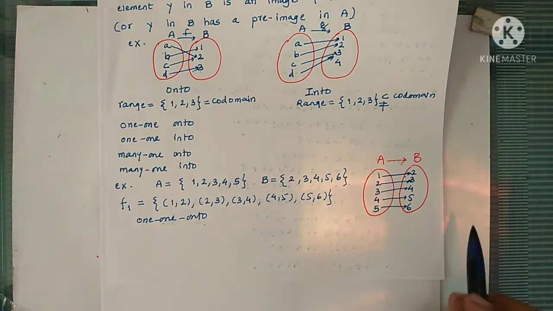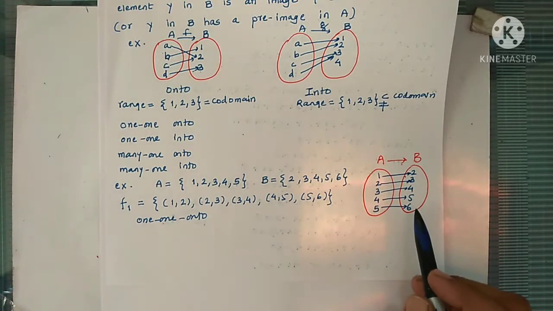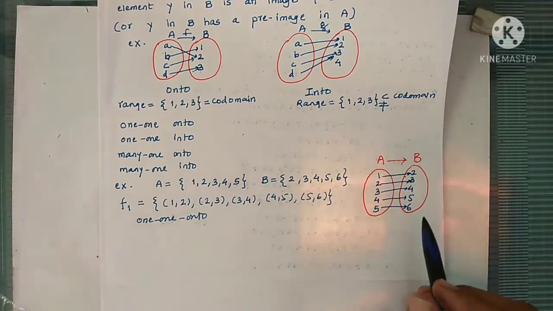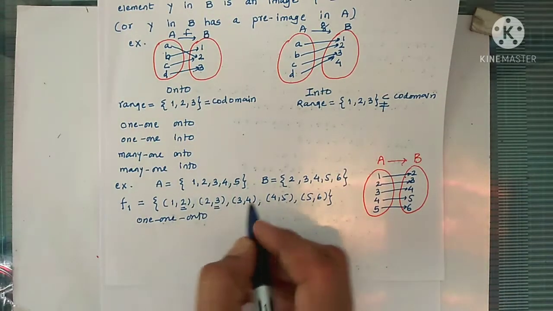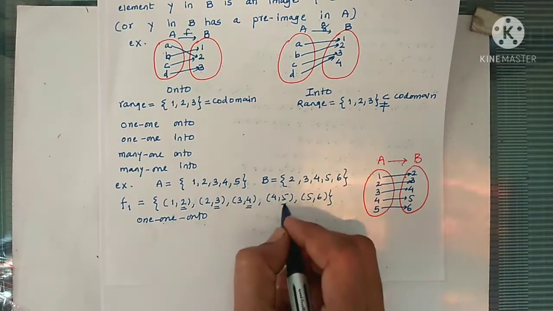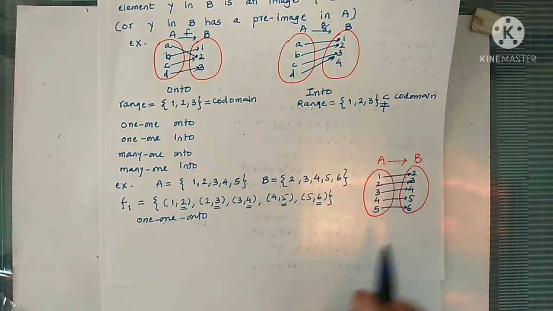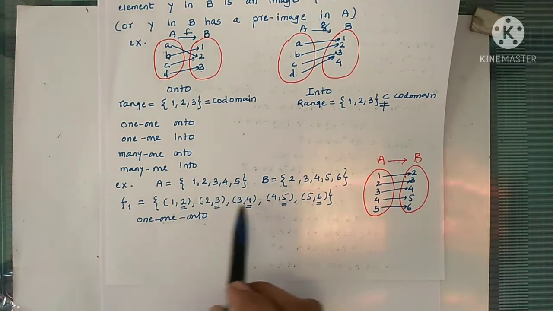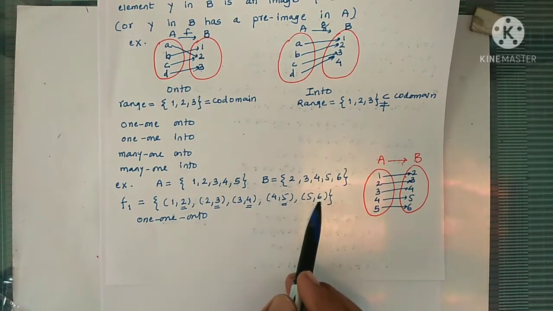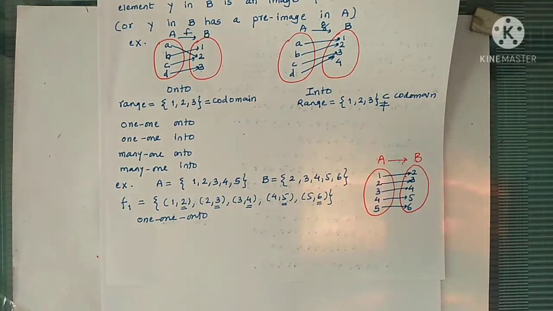Now without drawing this arrow diagram, how do we identify whether it is one-one or many-one? For that, check the second part. Why the second part? Because the second elements are the images of elements of set A. So you see here that if all the elements are different, that means all the images are distinct. So it is a one-one function.